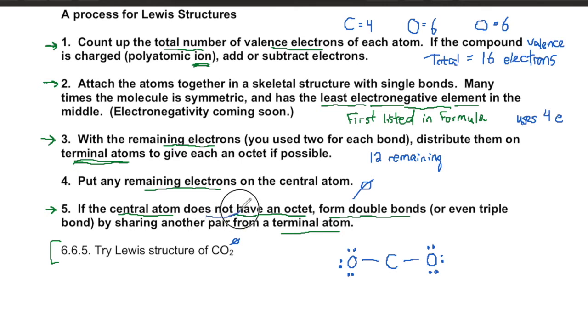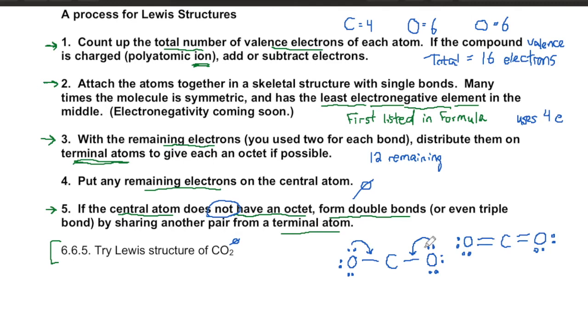Okay, so now the carbon in the middle does not have an octet. There's only 4 electrons going around this central carbon atom, so it needs some more. It needs 4 more actually, so let's take these 2 from this oxygen and share them, and then we'll also take these 2 from this oxygen and share those. The final structure would end up looking like this.